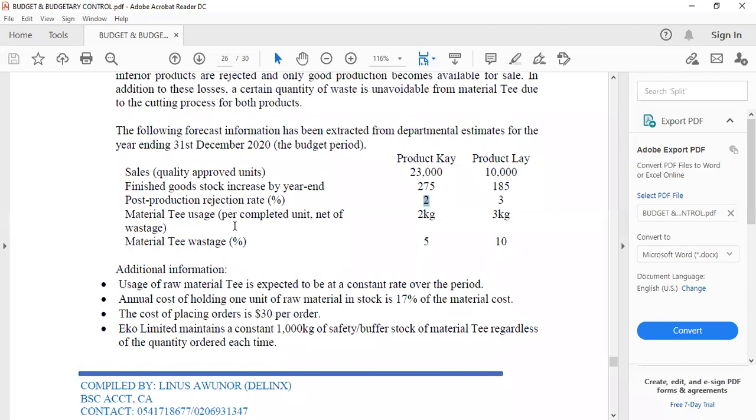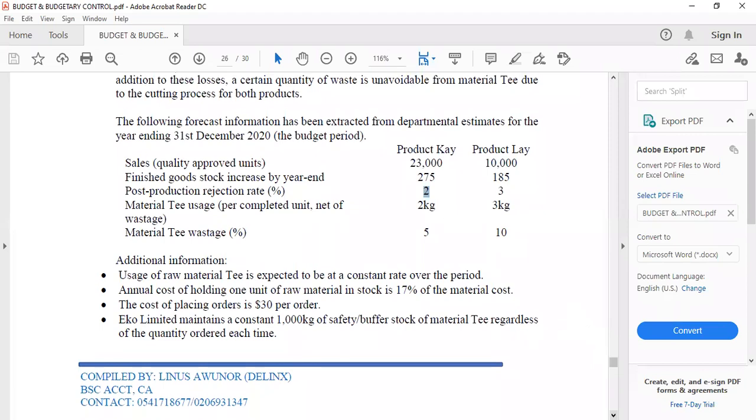They said there's some finished goods. It's only finished goods. No material stock. So you can see that there is a wastage for material too. Are you okay? There will be a wastage for material of 5% and 10%, isn't it? Okay. So what is the material usage? What is the material usage requirement now?